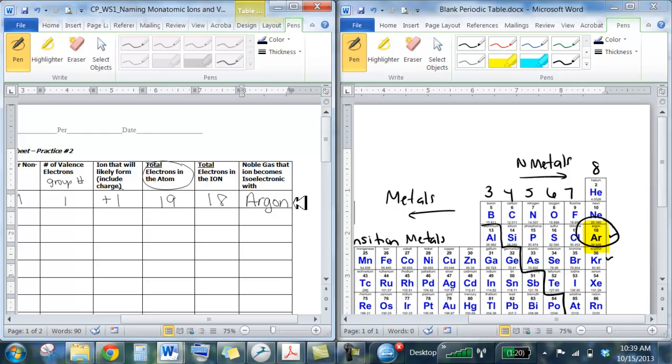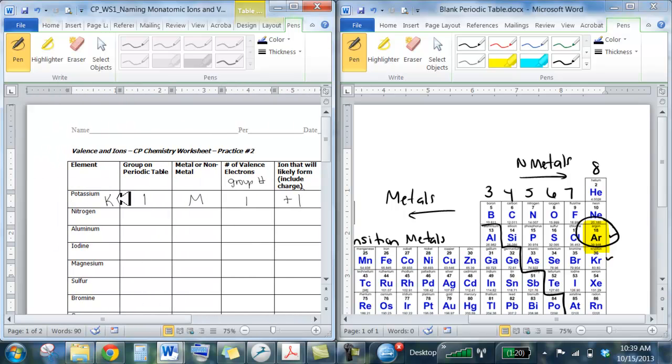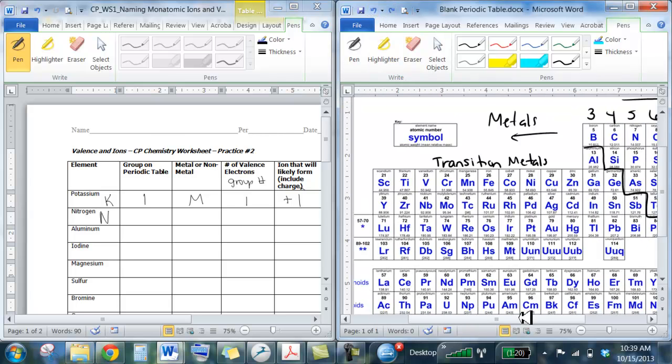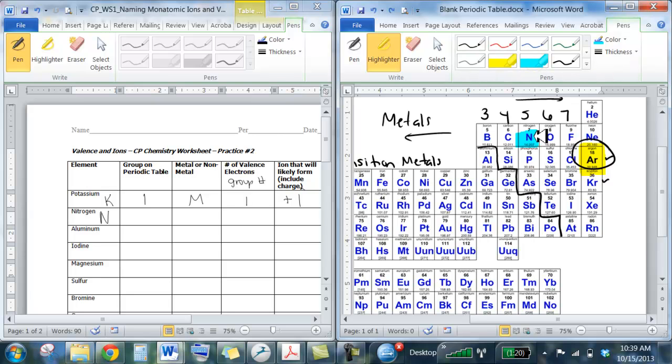The only thing is, why don't we go over one really quick? Non-metal. So let's look at nitrogen. Nitrogen is letter N, sorry. It can be found right here on the periodic table. Let's make this in blue. Nitrogen, right there, is going to be blue. So nitrogen is in group 5. It is a non-metal because it's to the right of the zigzag line. The valence electrons is the same as the group.